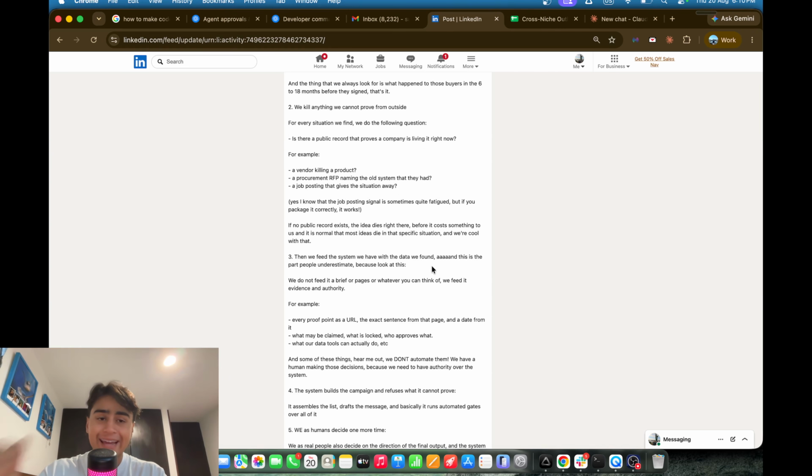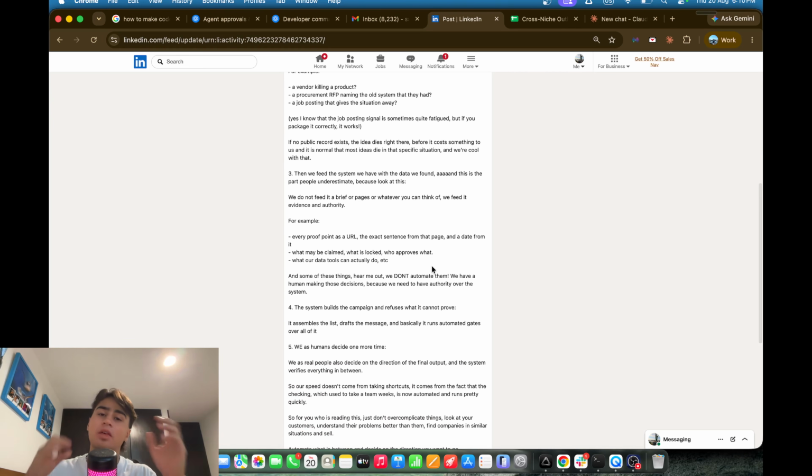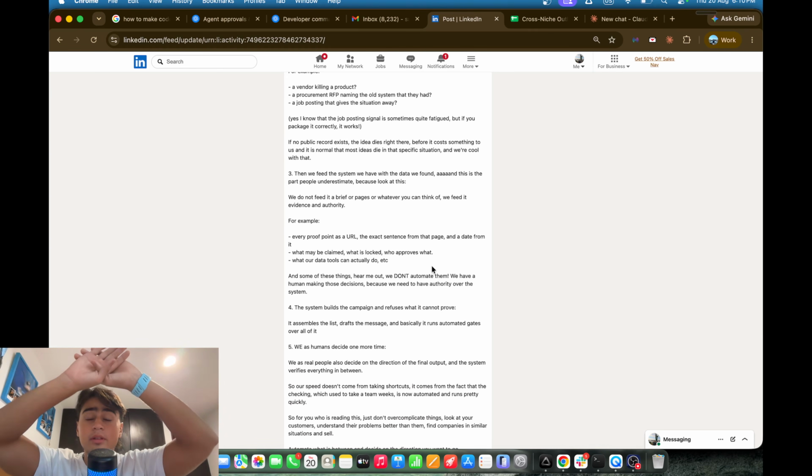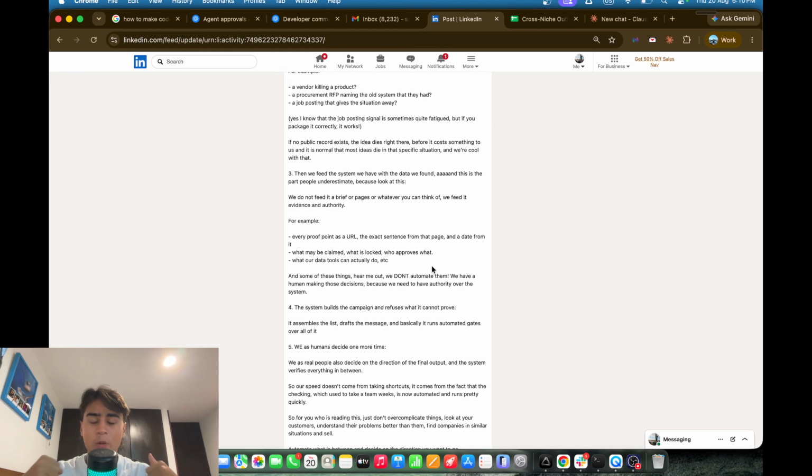Then, if no public record exists, the idea dies right there, because if you cannot prove something, how do you want to scale that? That's easy. That's the most important thing. The third step is that we take the data on how we can tell whether a company is going through X, Y, and Z situation, and we feed the system with the data that we have found. You may be thinking we are saying, hey, this is context.